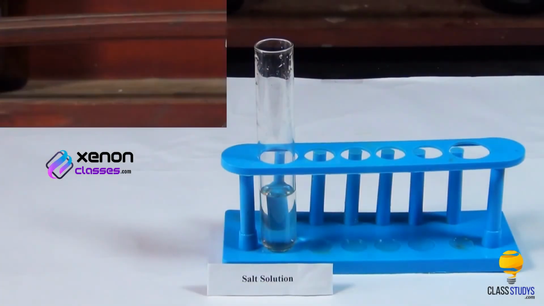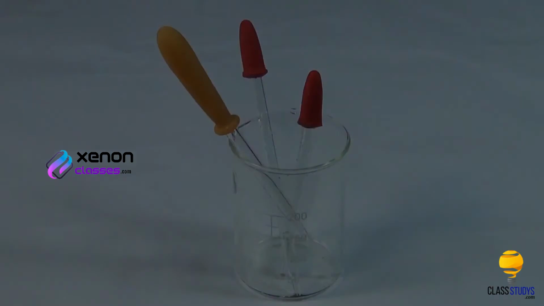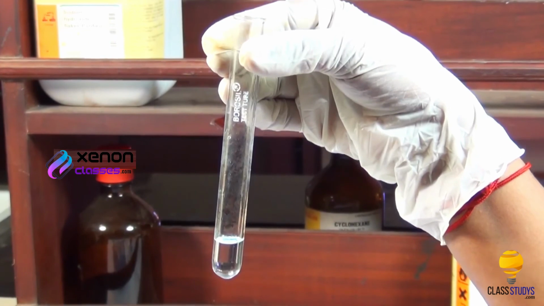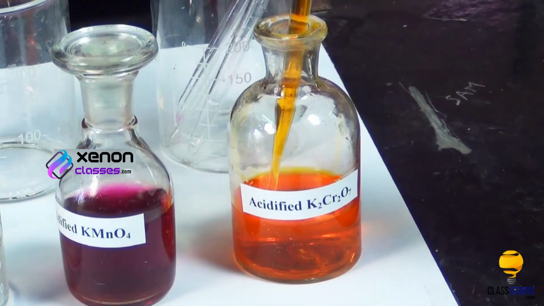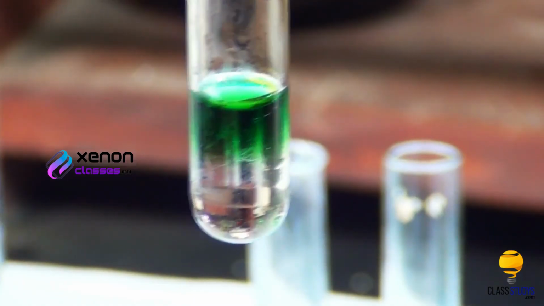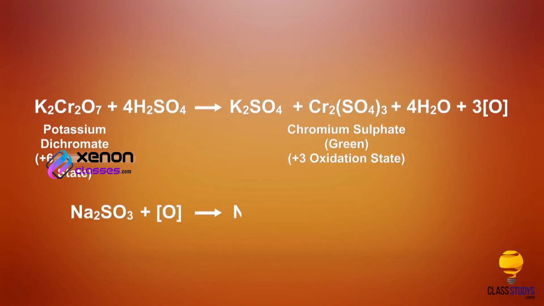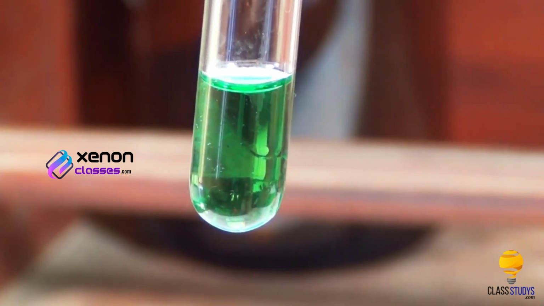Materials required: aqueous solution of the salt, acidified potassium dichromate solution, test tube and a dropper. Procedure: take a portion of the aqueous solution in the test tube. Using the dropper, take a small amount of acidified potassium dichromate solution and add it into the aqueous solution. In presence of acid, sulphite reduces chromium in potassium dichromate from +6 to +3 oxidation states, and sulphite undergoes oxidation to form sulfate. Chromium in the +3 oxidation state gives green color to the solution.